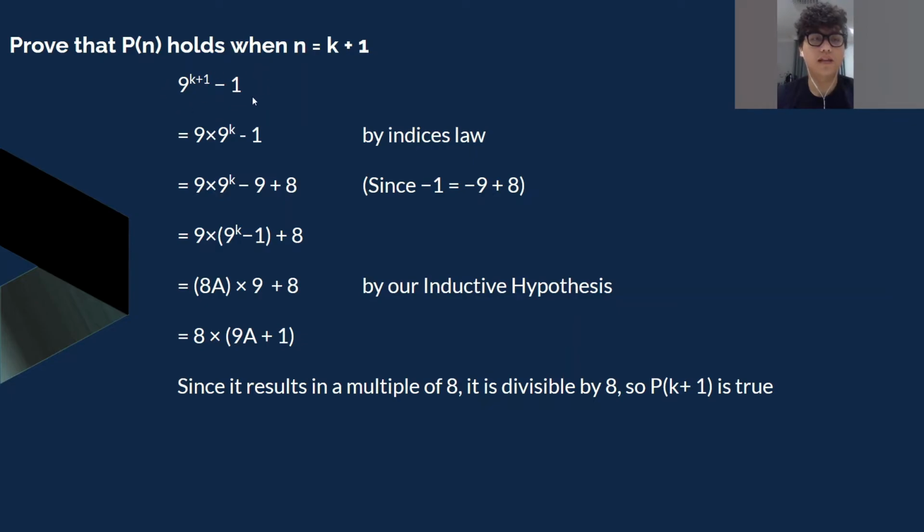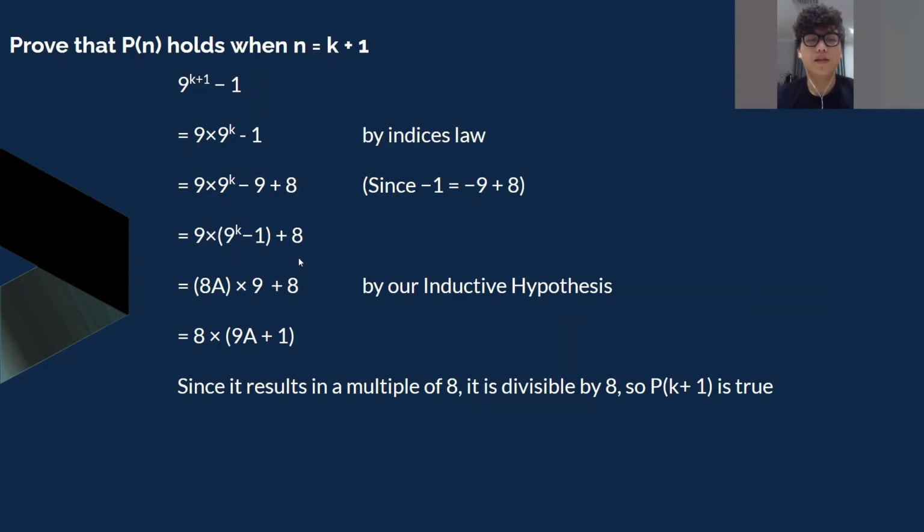So first we have 9 to the power of k plus 1 minus 1. So we can separate 9 to the power of k plus 1 into 9 times 9 to the power of k by indices law. So since negative 1 can be represented as negative 9 plus 8, we can now replace negative 1 with negative 9 plus 8 here. So now we can see that we can factor out a 9 from this part of the equation.